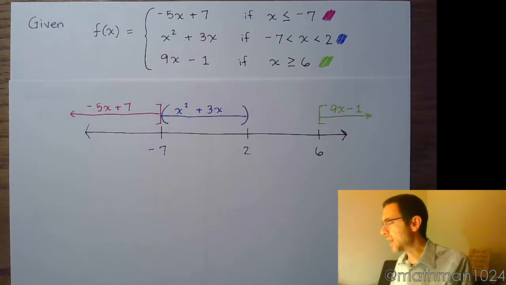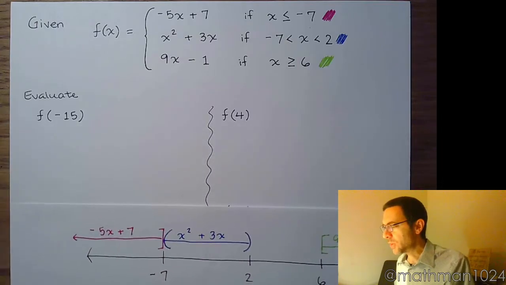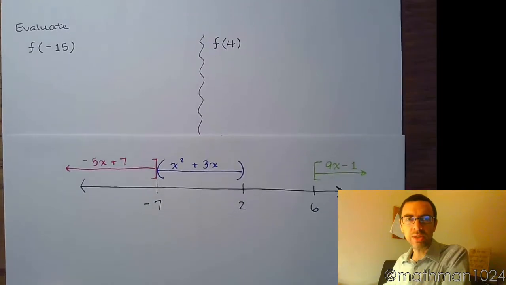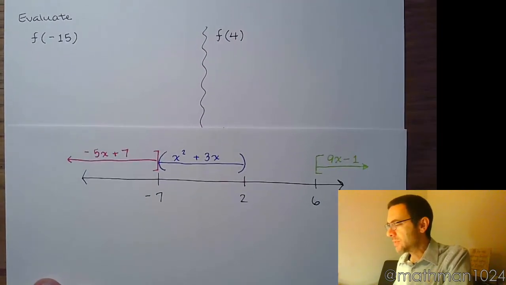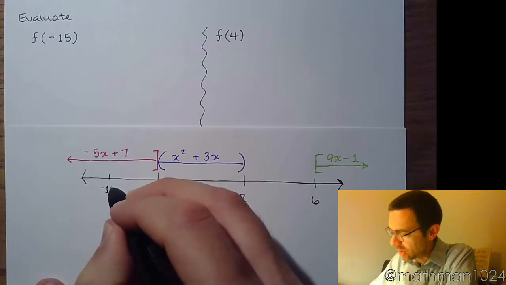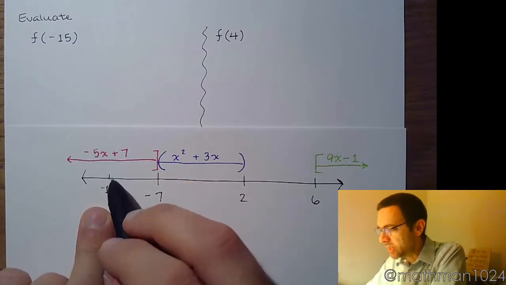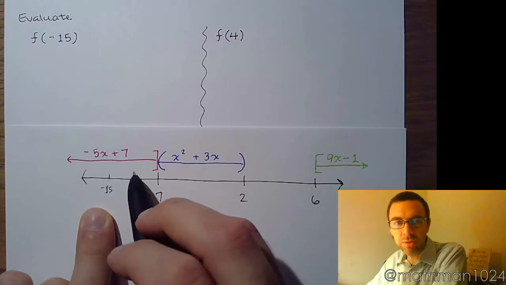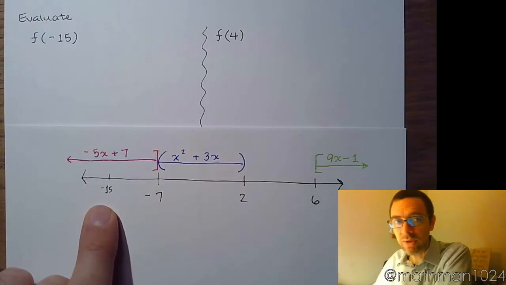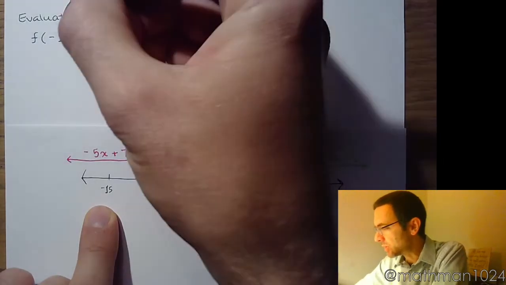All right, so let's see what we have. Looking here, we have f of negative 15. I guess I can slide this out of the way. So negative 15 is over here in this region. So here is negative 15. So negative 15 is under this pink area. And so that's the piece of the piecewise defined function that I'm going to use to evaluate this.